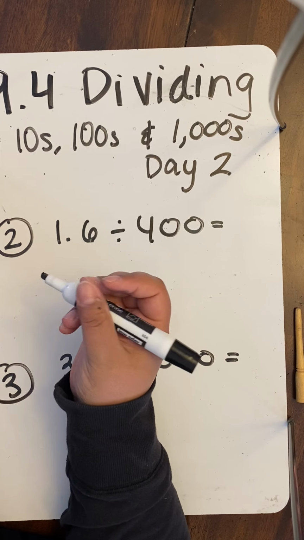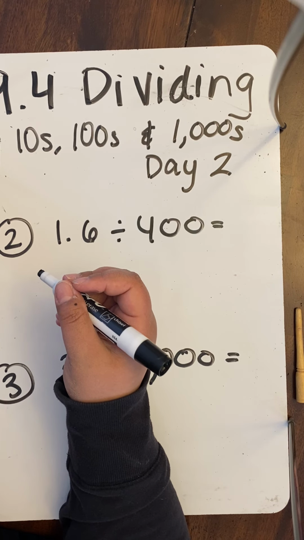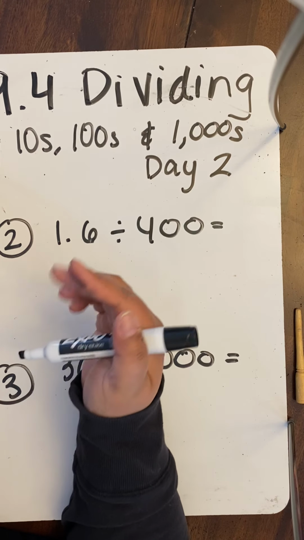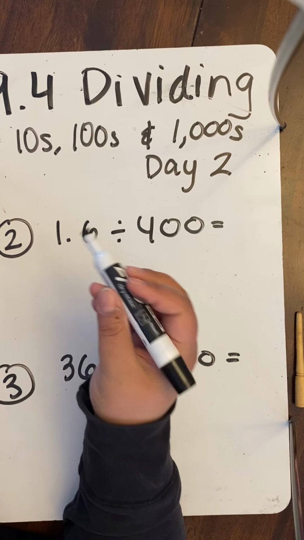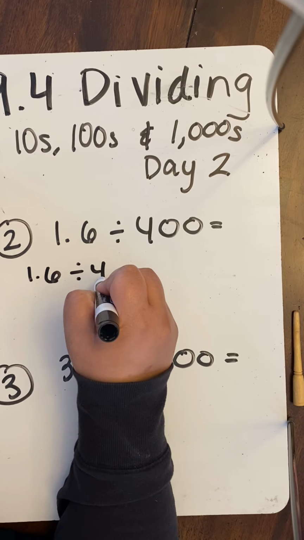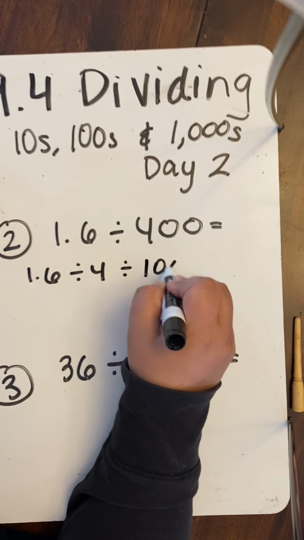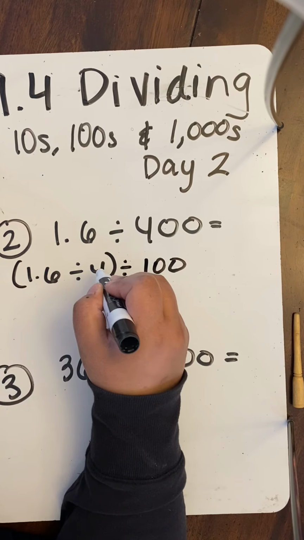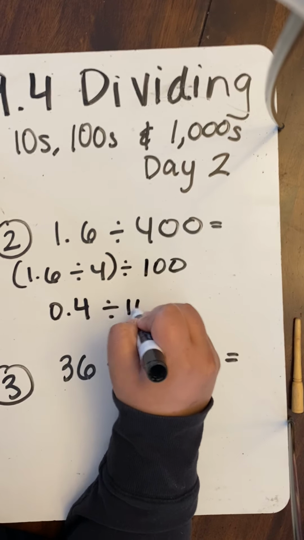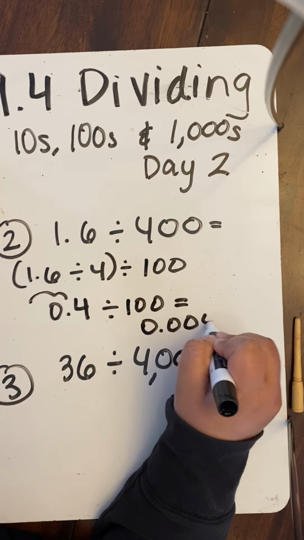Make sure you're not just looking at me doing it, because you're really not going to learn as well as if you just think it through and do it on your own and then compare and see where you made mistakes, what thinking did you do compared to the thinking that I'm doing, and so on. So this would be 1.6 divided by 4, and then divided by 100. So 1.6 divided by 4 would be 4 tenths, divided by 100 would be 4 thousandths.